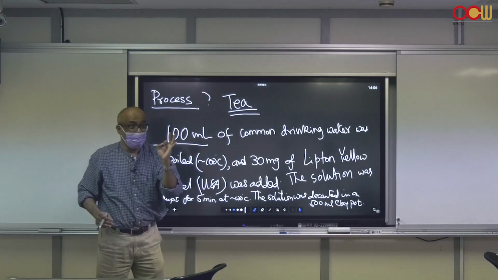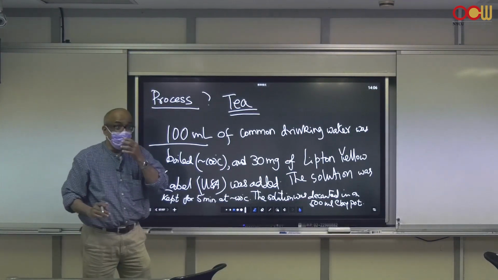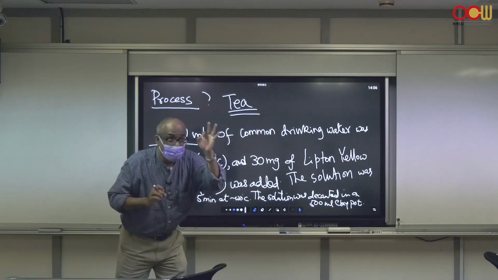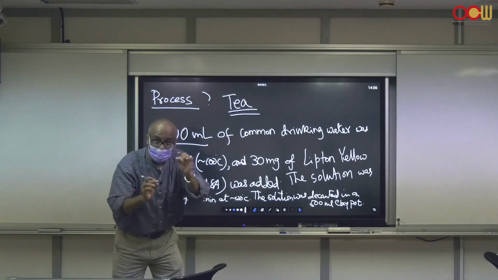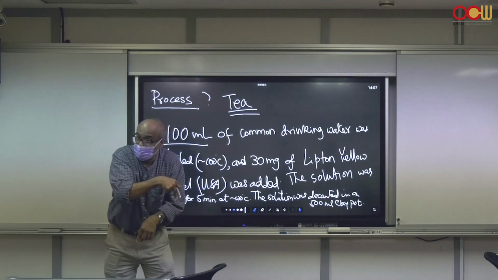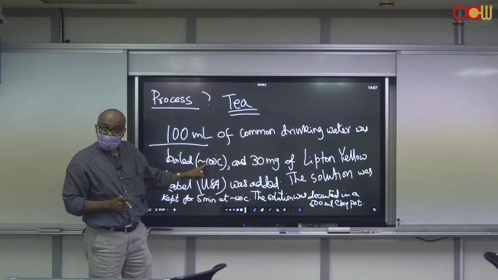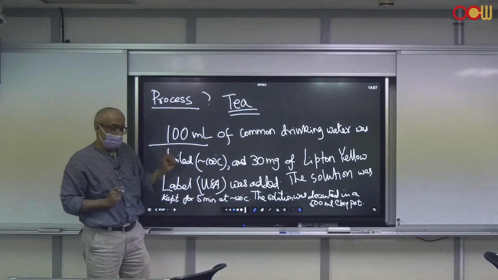Just hot black tea. And if you want to say that, then I add 20 ml of cow milk or some milk powder, or however much, you have to mention. So I can prepare this tea anywhere in the world, right? So this is how you write the experiment.